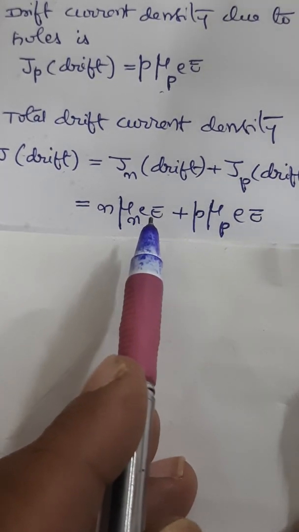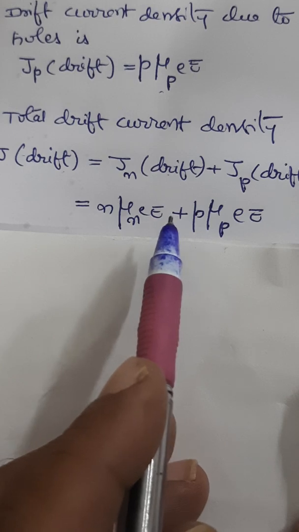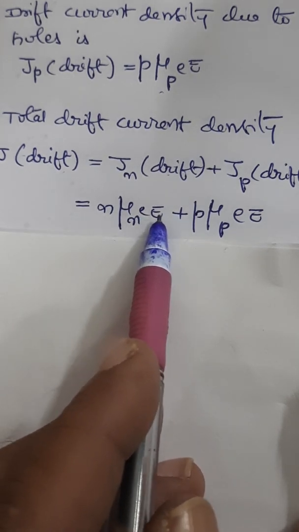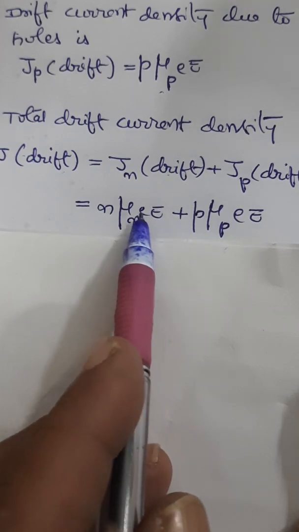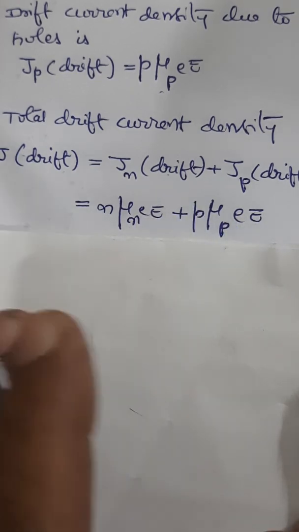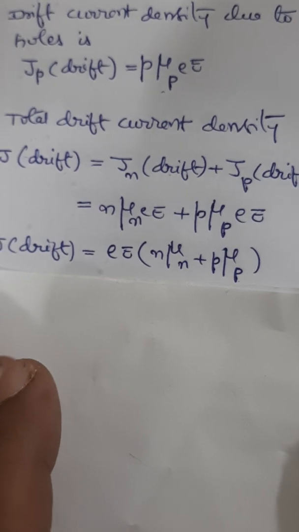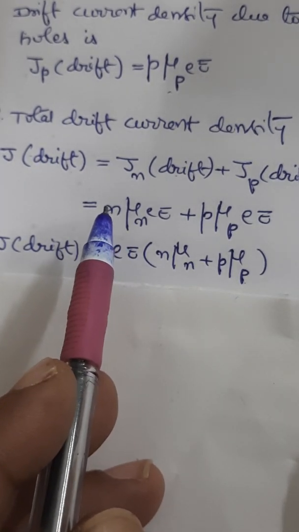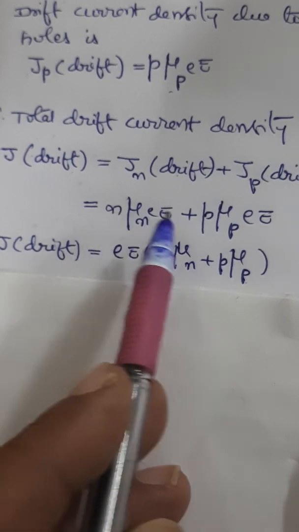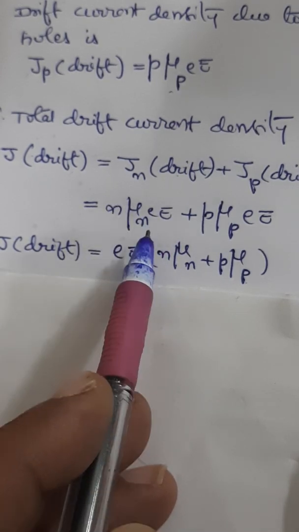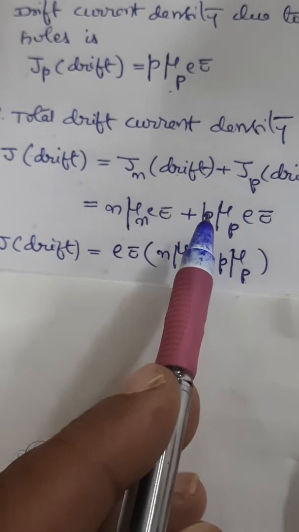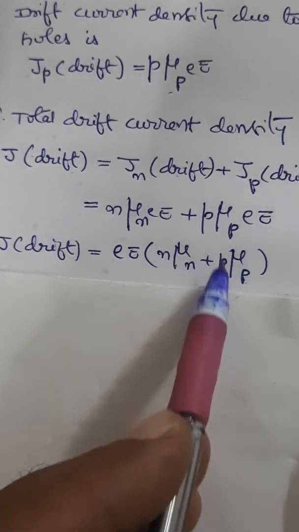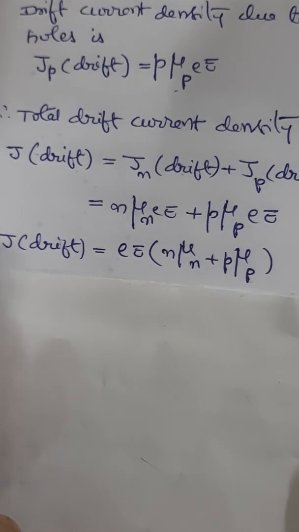So what is common in this? You can take it out: small e into capital A. This is the charge of an electron. This is the field value. So take E as a common factor. Then for the total drift you will be left with e into E times (n mu n plus p mu p). This is J drift.